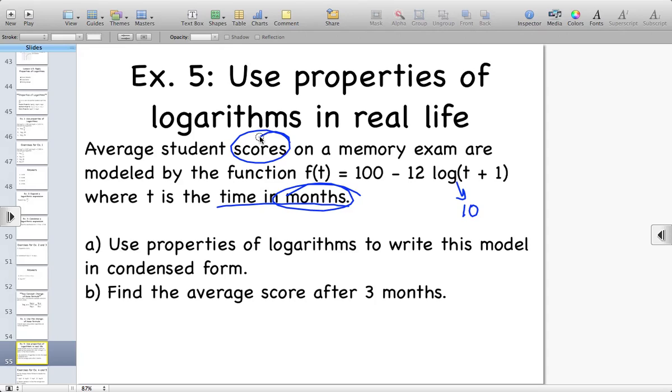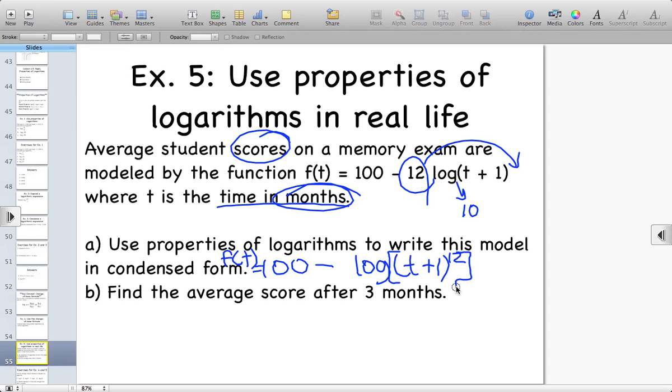Use the properties to write this model in condensed form. Well, the only thing we can really condense here is we have this coefficient that we can put in front. 100 is a constant. Not much can be done with that. So 100 minus the log of t plus 1. All right? And we are going to raise that to the 12th power. Not the log, we're raising the t plus 1 to the 12th power. So you may want to put even more parentheses around this to remind you that you have to take the inside first to the 12th power before you can solve it.